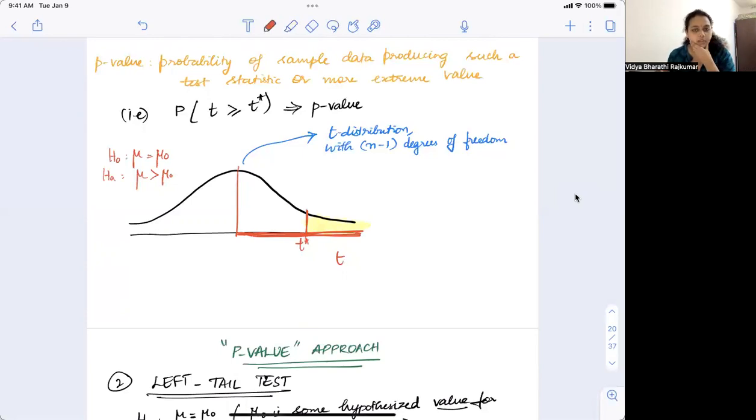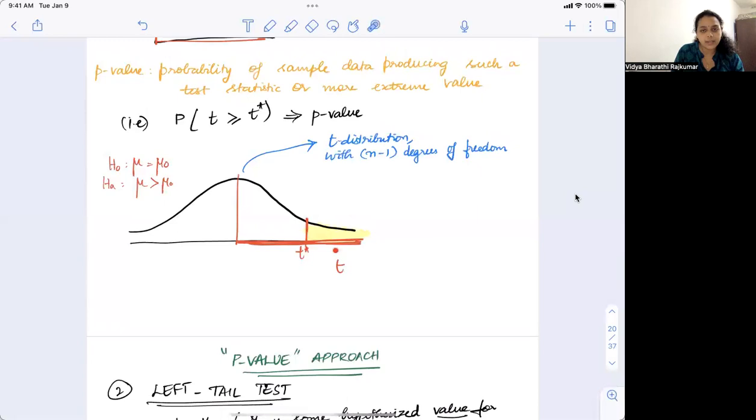That's our alternative hypothesis. So some number more extreme than t star would mean something to the right of t star. And therefore, the probability of finding a number greater than t star boils down to this shaded region that you see here. And this shaded region is called the p-value, and it is written down as probability of t greater than t star.